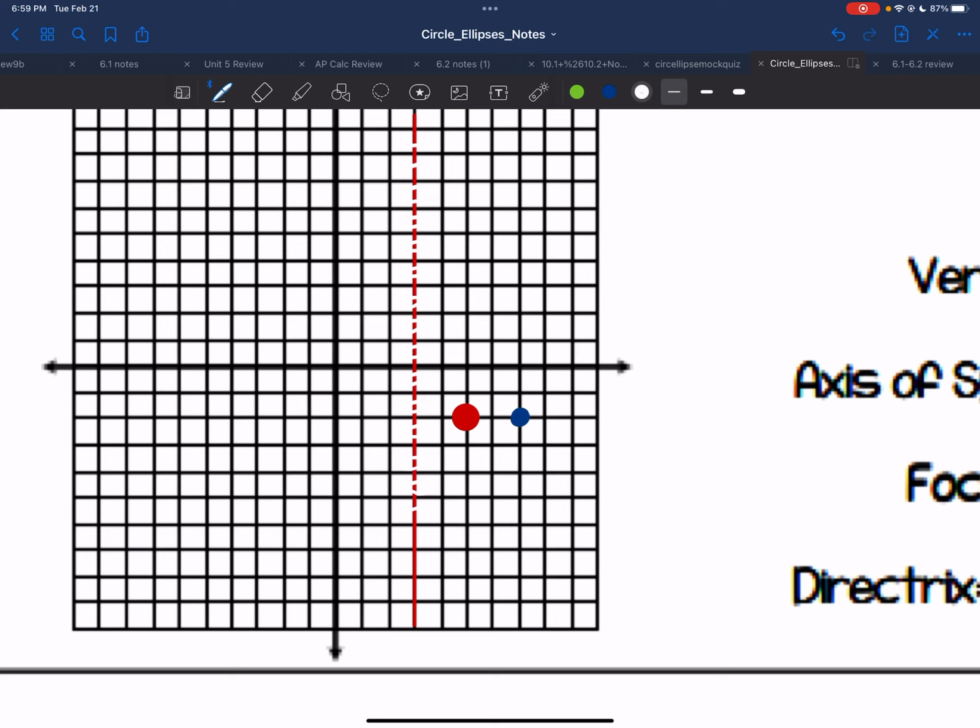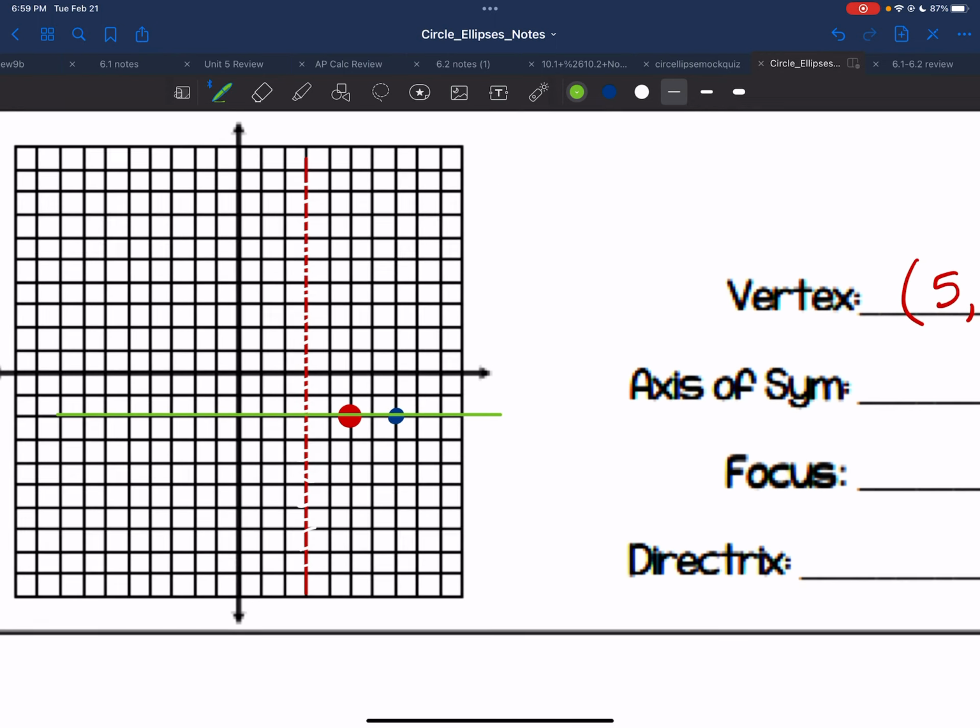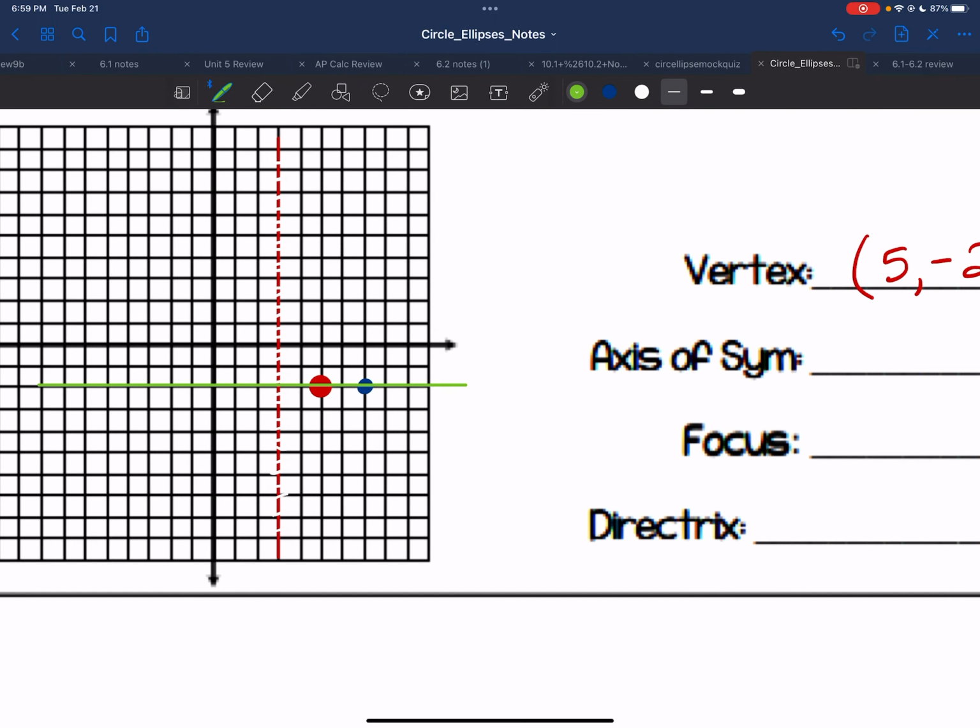Okay, and then of course my line of symmetry, let's do that in green. My line of symmetry is going to go through the vertex and my focus. So that's my line of symmetry, or axis of symmetry, excuse me. Let's go ahead and look at what this is.